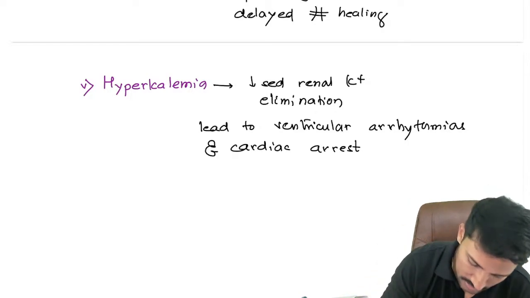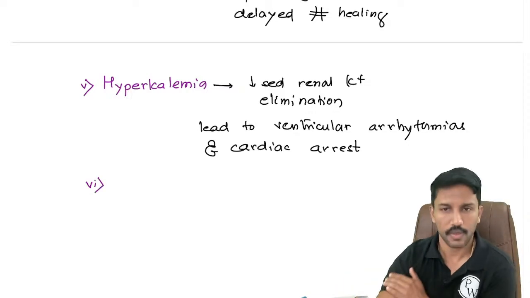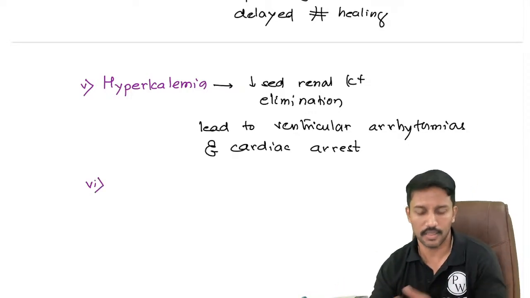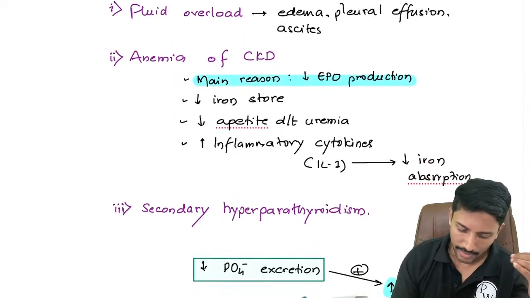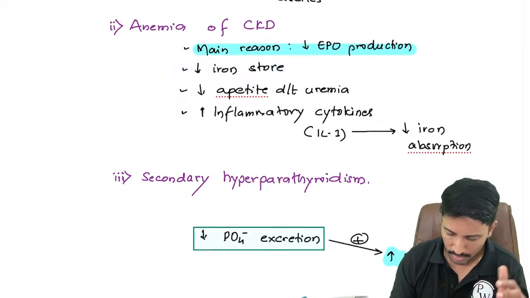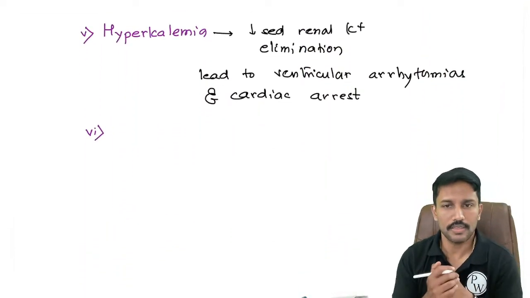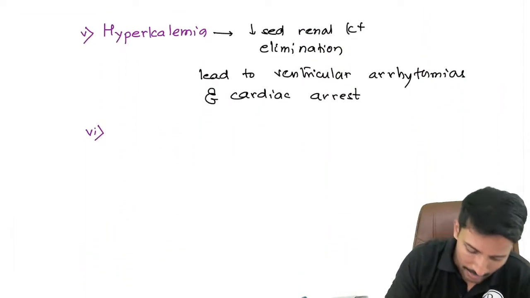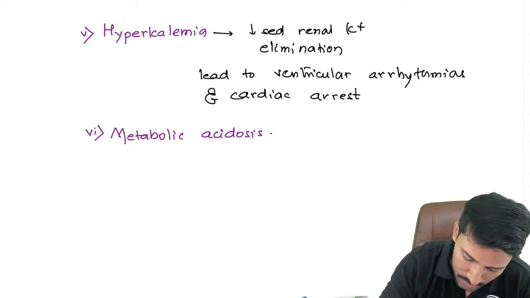Okay. What else can I expect in patients with CKD? We have spoken about the impact of chronic kidney disease on the fluid, electrolytes, anemia, and endocrine manifestations with respect to the bone. What else can it lead to? Acid base imbalance, right? It can lead to metabolic acidosis. Why does metabolic acidosis happen?